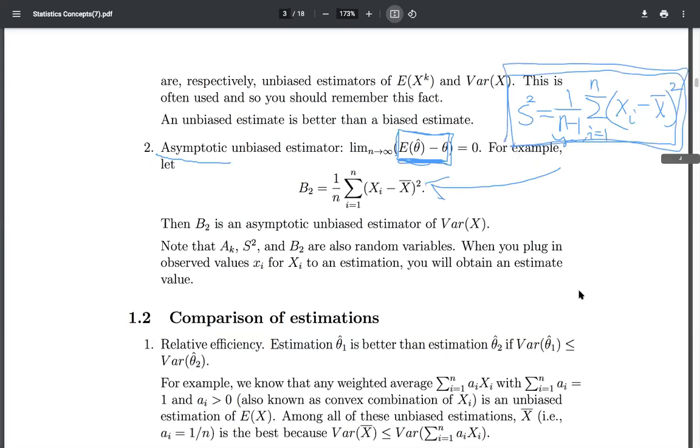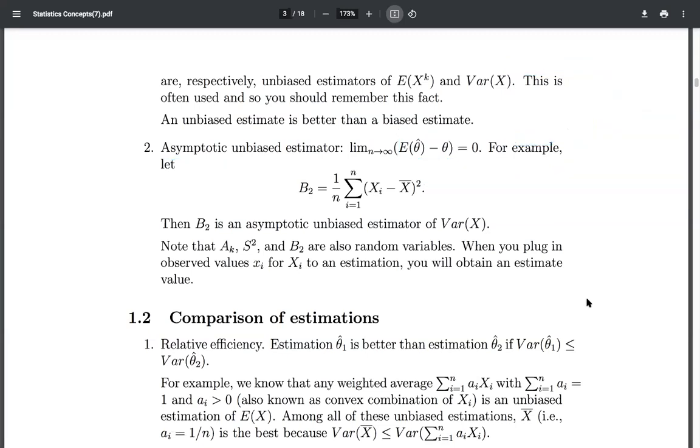Okay. Particularly when n is not big enough, right? So n is only, let's say, 10, 5, right? So when n is not big enough, you're using this. So that's a better estimate for variance. So that's what we can take home.